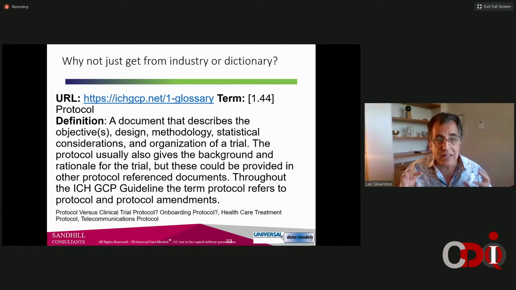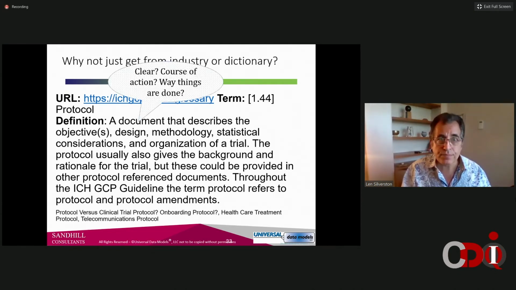Now, you can go out and get these terms from an industry or a dictionary, but here's one of the issues. And a lot of the industry models, they're useful, by the way. I would say go out, use them. But a lot of them, they don't get to these 4 C's sometimes. For instance, here's one from a pharmaceutical industry model or a pharmaceutical industry glossary, where we say, okay, so what's a protocol?